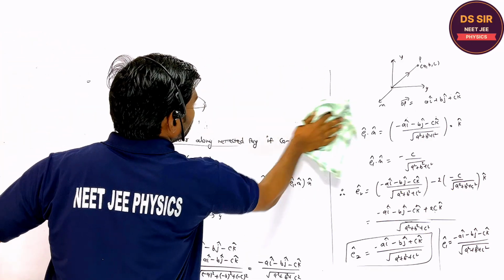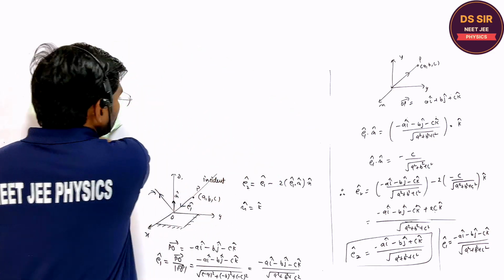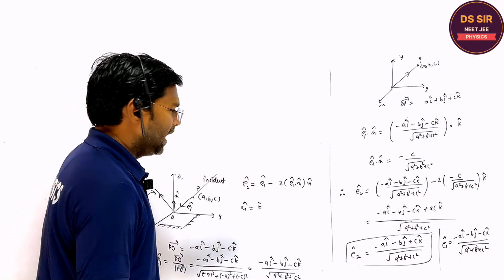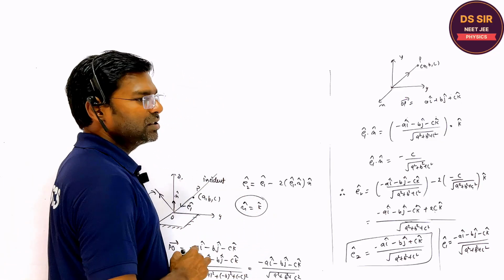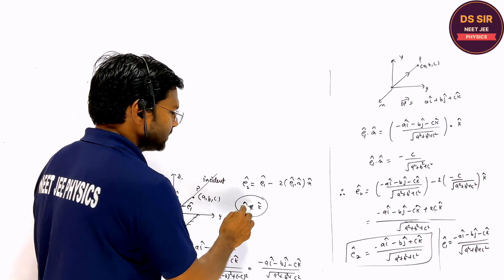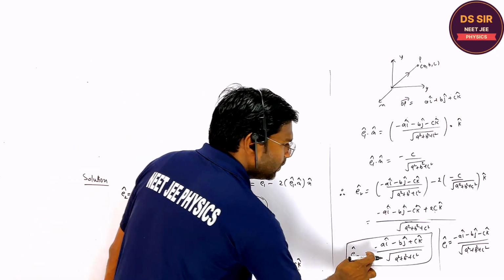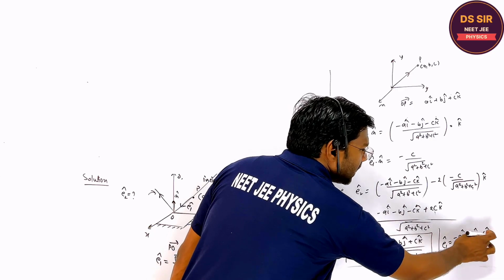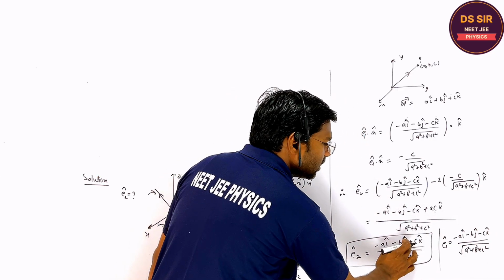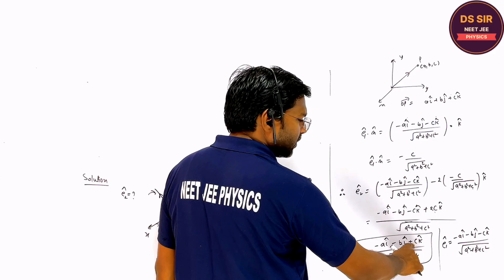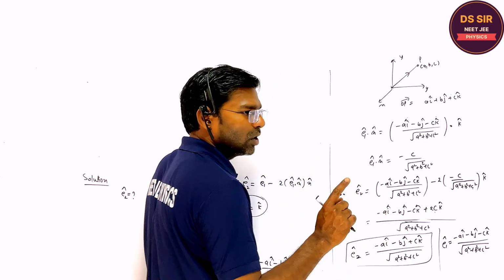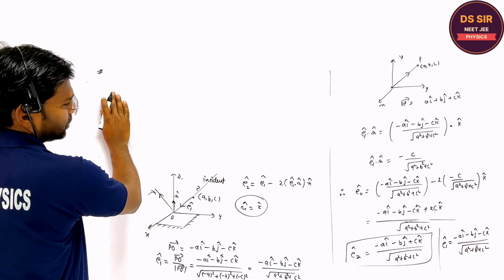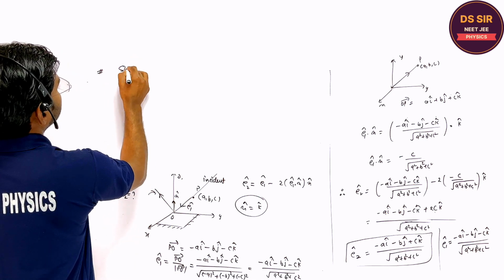Listen one thing, how to apply the shortcut. If you are able to find the incident vector, this is the incident vector, and what is the direction of the normal to the incident plane? k cap. So the shortcut you may write: this is the incident vector minus a i minus b j minus c k cap. Only the sign of the unit vector along the direction of the normal is changed. So directly you can write the shortcut.